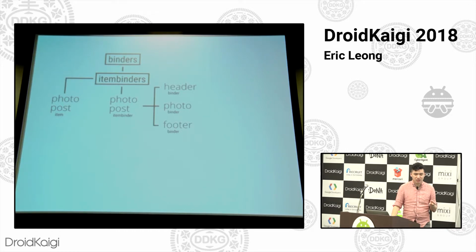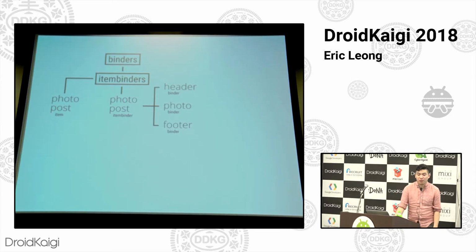But another important part of this is: where does this item binder come from? I've thrown tons of types at you over the past 20 or 30 minutes. And I talked about how we want to achieve a composition architecture, but these photo post item binders and these header binders need to come from somewhere.